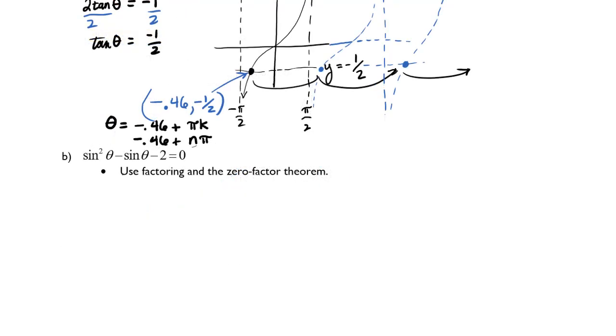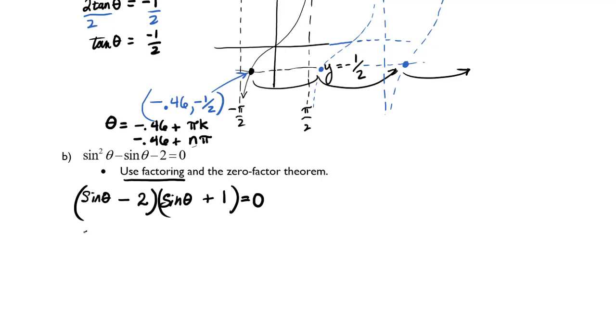Now this last one here, we have sine squared theta minus sine theta minus 2 equals 0. So we're going to use factoring and the zero factor theorem, which just means you're setting your factors equal to 0 and solving for theta. So I'm going to factor this. I have a sine theta and a sine theta, which gives me the sine squared theta if I were to FOIL it. I need a difference of -1, so my 2 is going to be negative and my 1 will be positive.